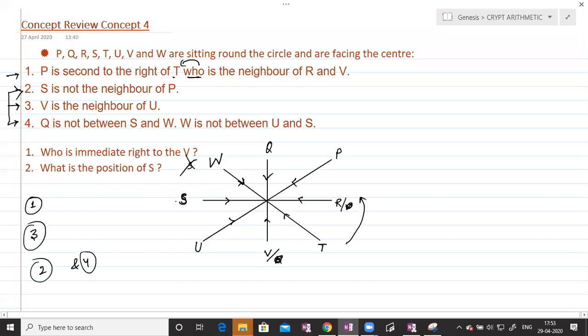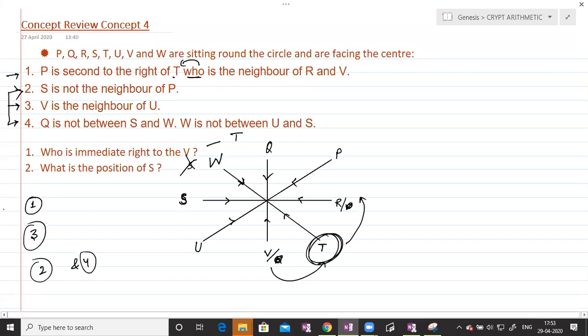So who is immediate right of V? Immediate right of V, Pooja, I hope you would have got it, Pooja and Anamika. Immediate right of V is T. The answer is T, right? Sriram got the right answer, and also Mustafa got the right answer. Wonderful, Anamika. T.